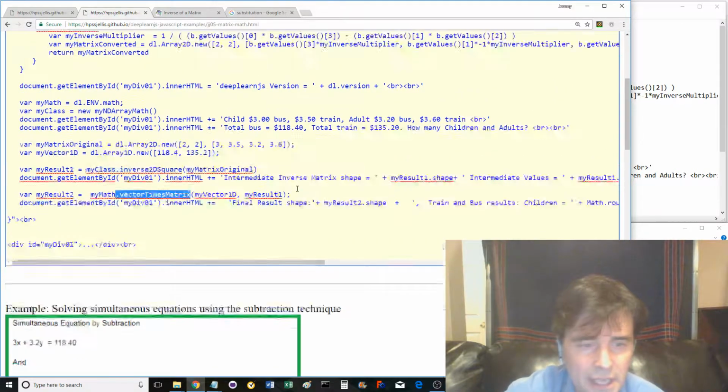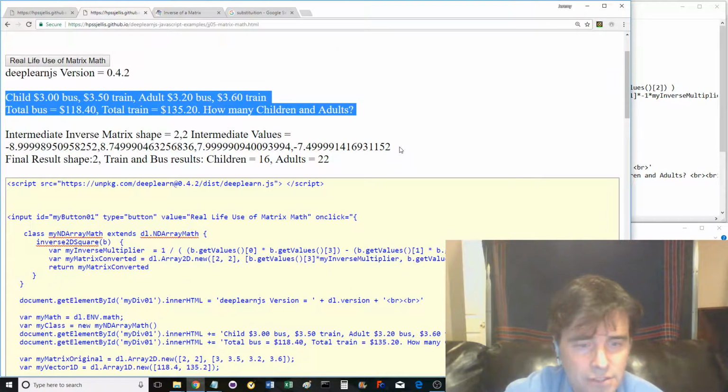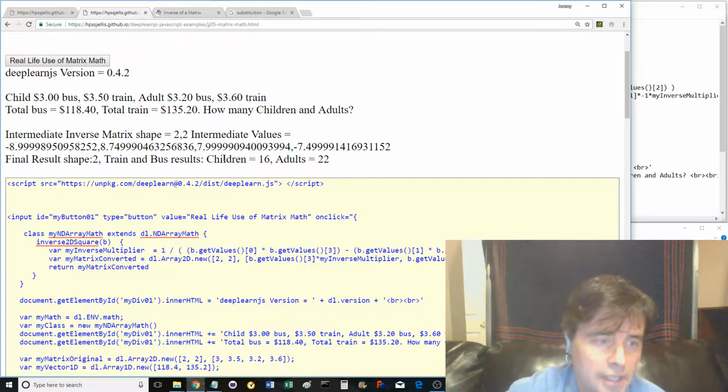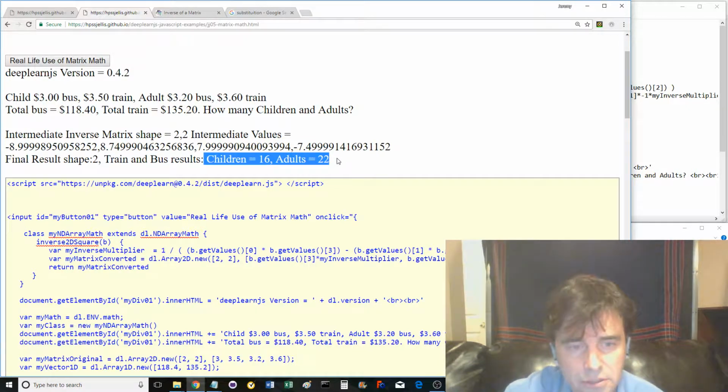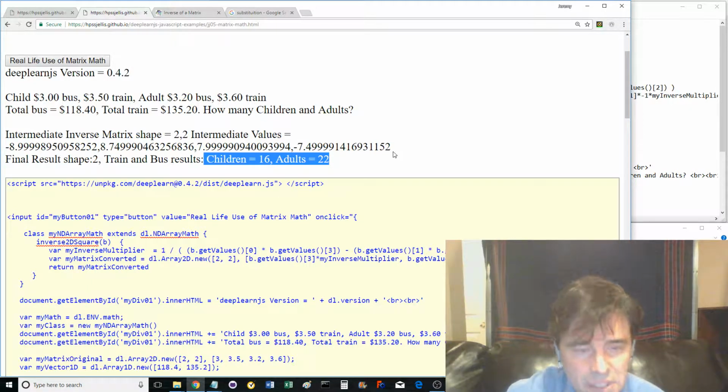Pushing the button, we get the version of Deeplearnjs 0.4.2, the description of the problem, and it prints out the intermediate values for the inverse of the cost matrix and gives the final shape of 2. The answer becomes 16 children and 22 adults. So matrix math can solve simultaneous equations.